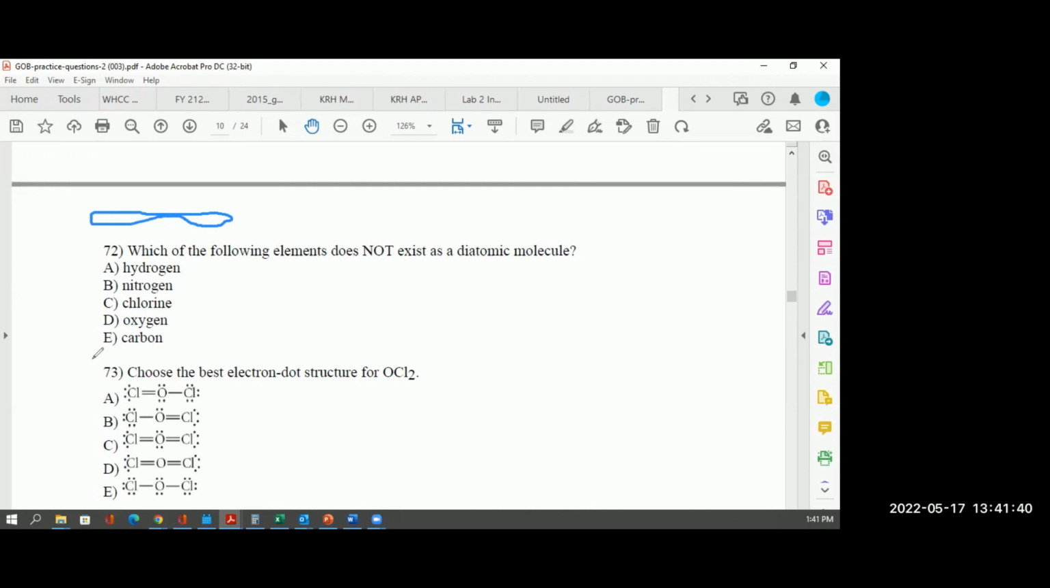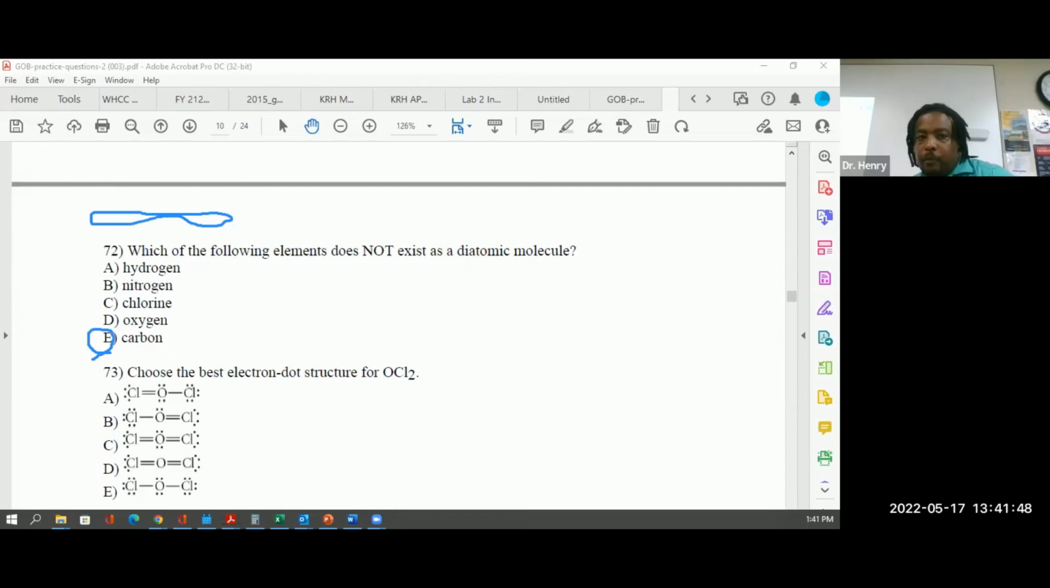Is it carbon? It's carbon, that's right. Okay.